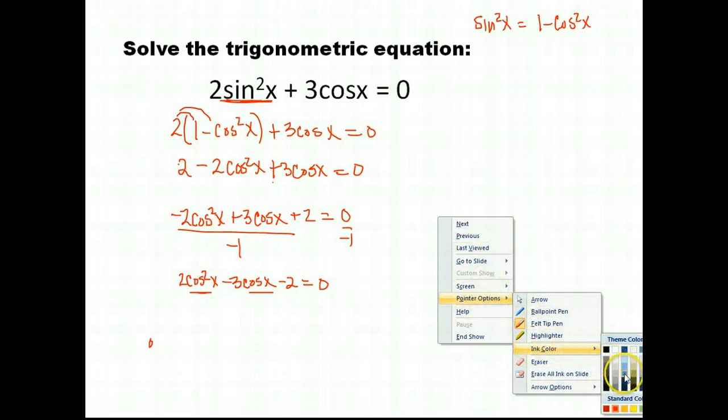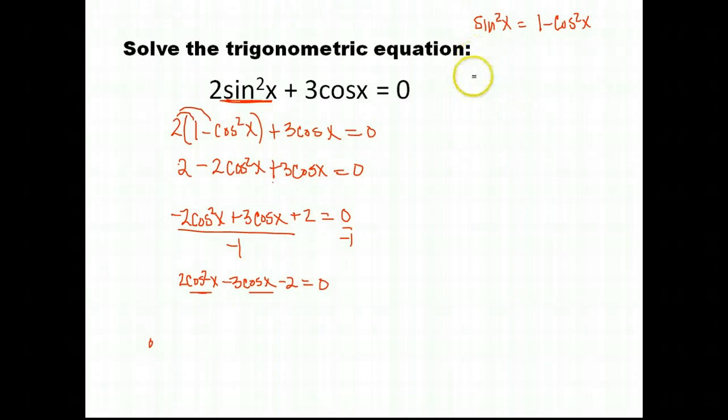I'm going to change my ink color. Okay, so again, I'm trying to factor 2 cosine squared x minus 3 cosine x minus 2, right? So I'm going to say, let's let cosine be u. So we would have 2u squared minus 3u minus 2. And you don't have to do this, but if it makes it easier for you to factor it and then come back to the problem, I would do that. So here we go. We need to factor this.